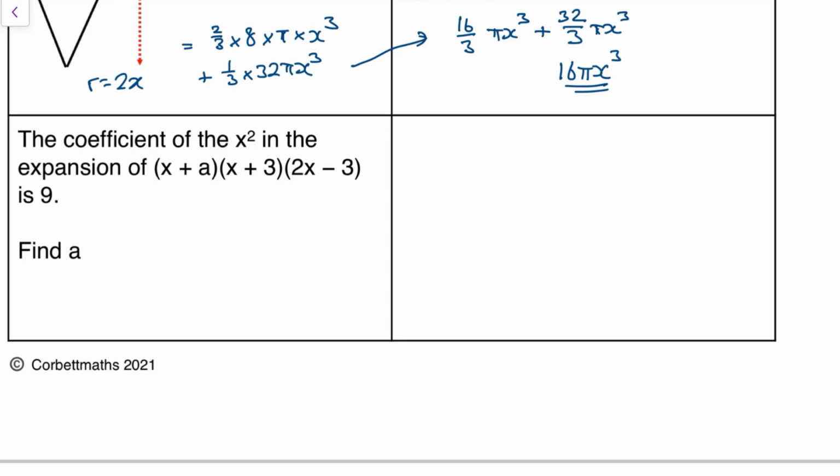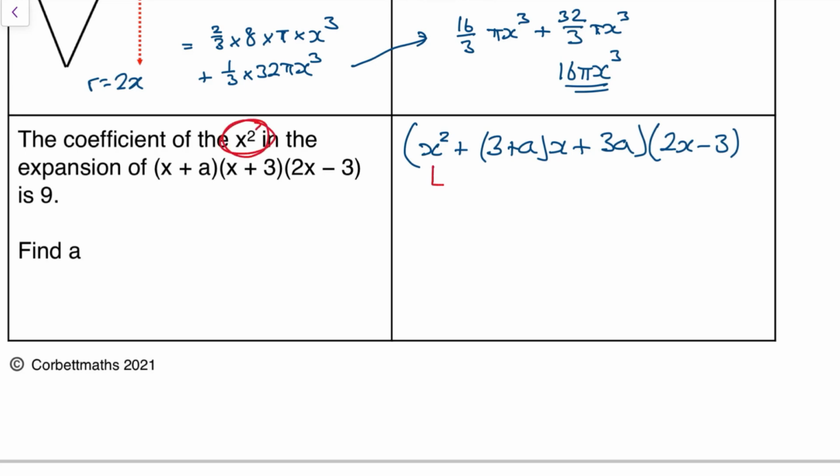So let's do that. x plus a times x plus 3 is going to be x squared plus 3 plus ax plus a times 3, which is 3a. And I'm multiplying all of that by 2x minus 3. Now, at this stage, we can be clever. Because what do I need to do to get an x squared? Remember, I want an x squared.